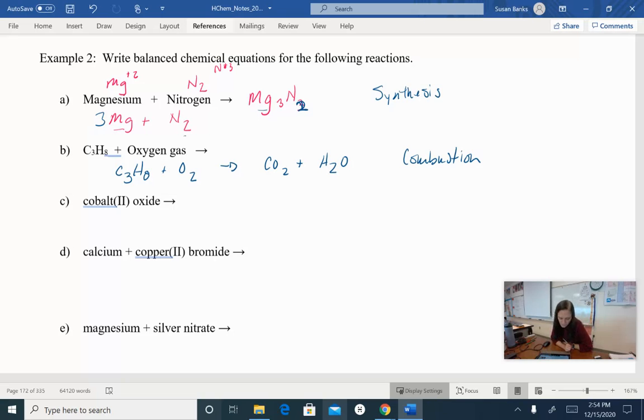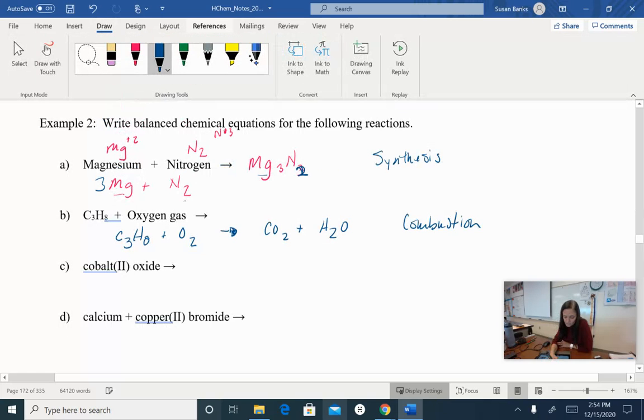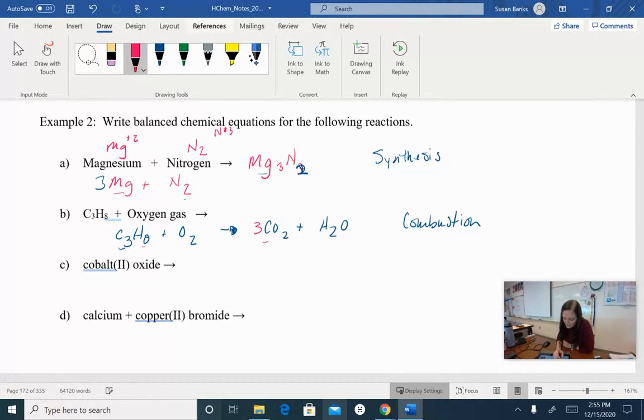Okay, so let's go down to B. We've got our skeleton. Now we need to balance this. Okay, so let's balance this. We've got 3 carbons on our product side, and I've only got 1, so I need to multiply this by 3. Okay, I've got 8 hydrogens here. 8 divided by 2 gives me 4.